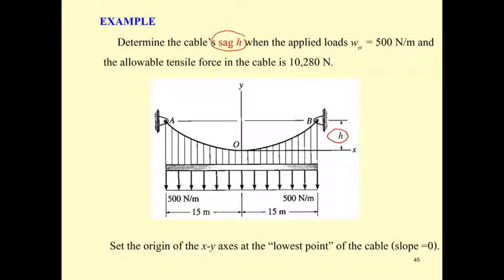Okay, and then the sag also depends on the applied force, this one of 500 Newton per meter, and the maximum allowable force that can be the maximum force here at A and B. Since this cable is symmetric, the T max is going to occur at A and at B. So we start by putting the origin here at the middle and put this one as 0 point.